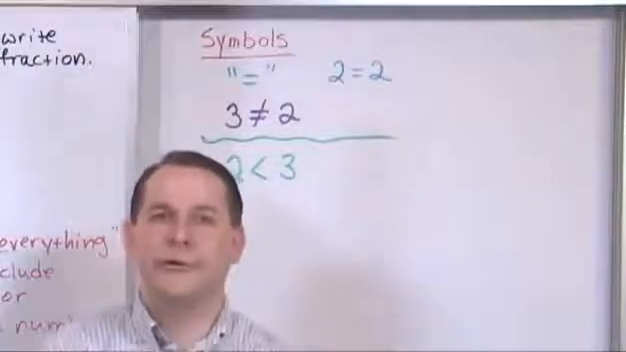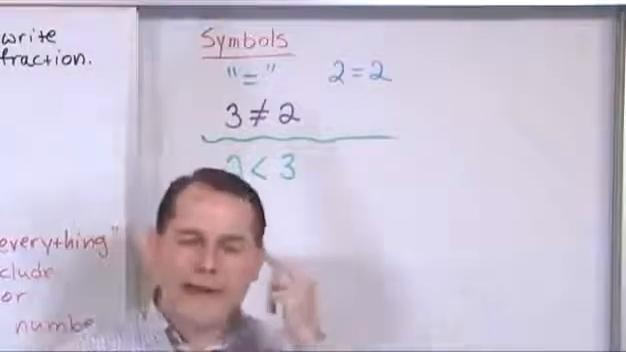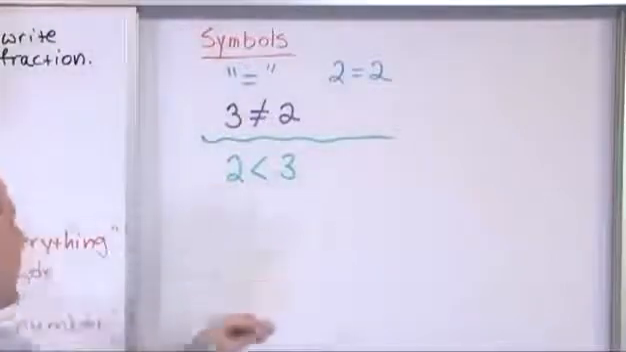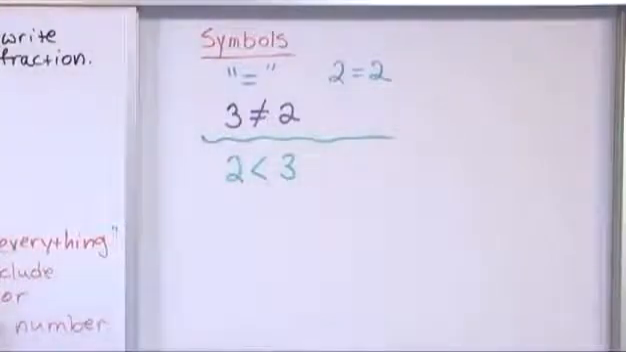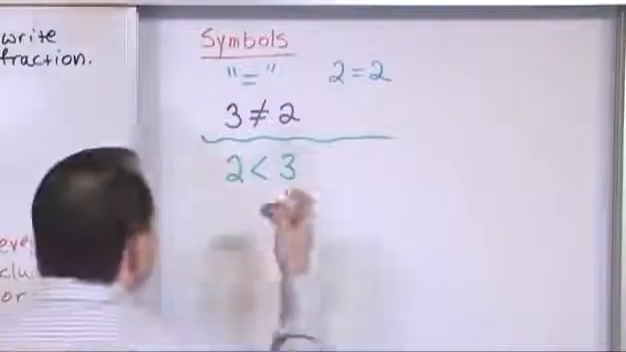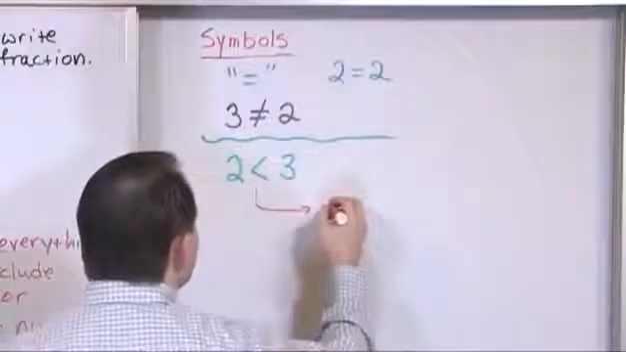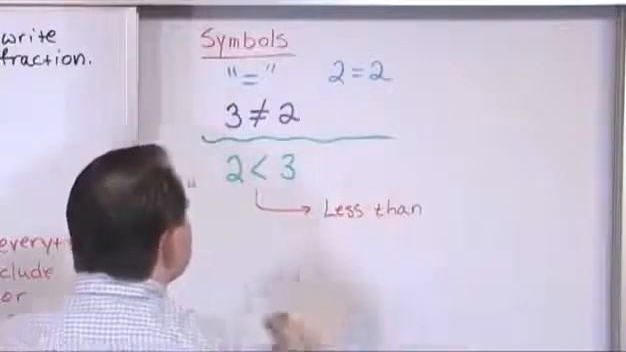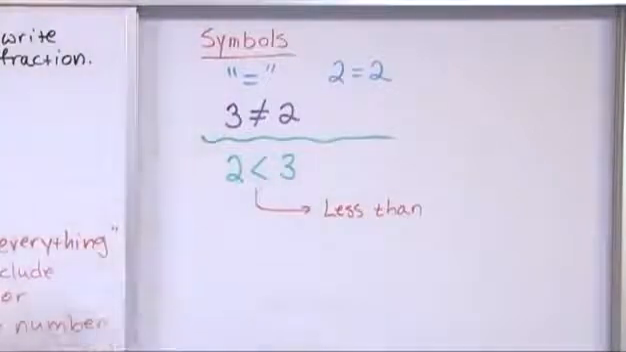As you build your skills, you'll be able to solve problems that you can't do in your head, so we have to make sure we understand everything. 2 is less than 3. How do you read this? This little symbol here, you probably see it in your book. It's called the less than symbol. And if you flip it around, you'll call it the greater than symbol. So let's do that right now.